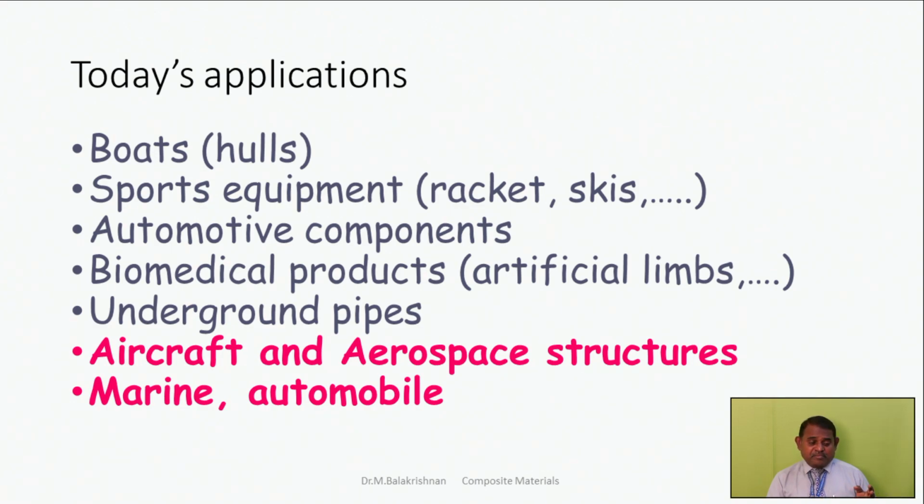And it finds very good applications in biomedical products, artificial limbs, artificial implants, and tissue engineering. And underground pipes: nowadays all the pipes are not made with cement pipes. It is easier to transport if the pipe is made with composite materials. And aircraft, aerospace structures, marine components, and various automobile parts are now made with composite materials.